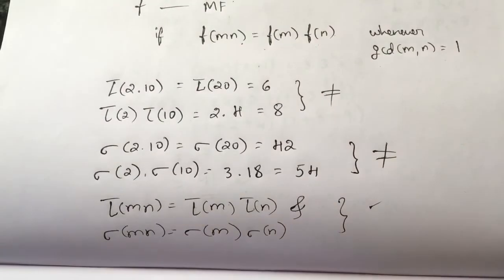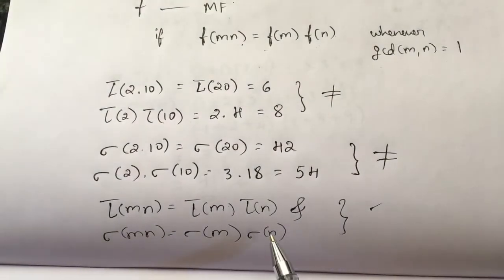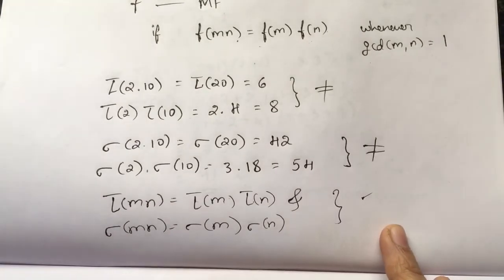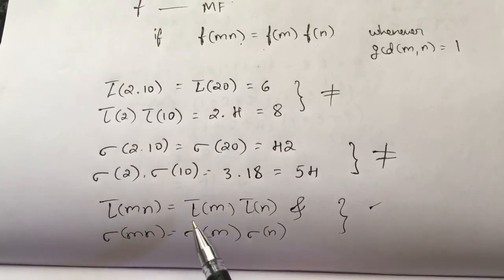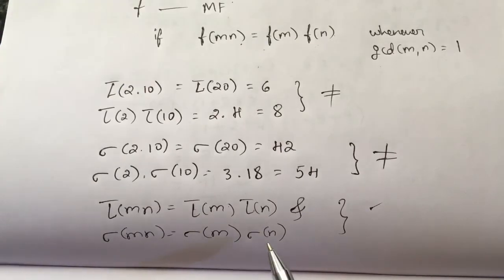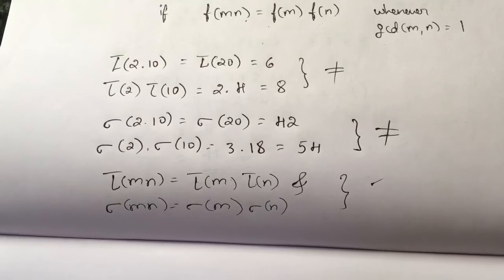Equality always holds provided we stick to m and n that are relatively prime. If m and n are relatively prime, then we can say that tau of mn is equal to tau of m into tau of n, and sigma of mn is equal to sigma of m into sigma of n. If GCD of m and n is equal to 1, then f of mn equals f of m into f of n, which means f is a multiplicative function.